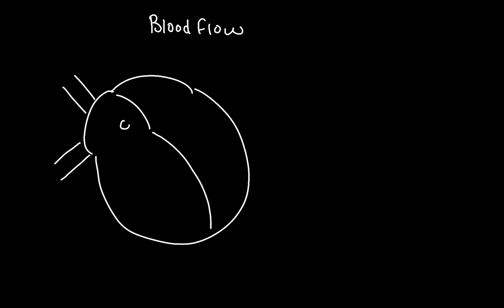So you have three structures that are going to dump deoxygenated blood into the heart. The first is the superior vena cava, the inferior vena cava, and the coronary sinus. Just put CS, coronary sinus. And we will do here deoxygenated blood in blue.